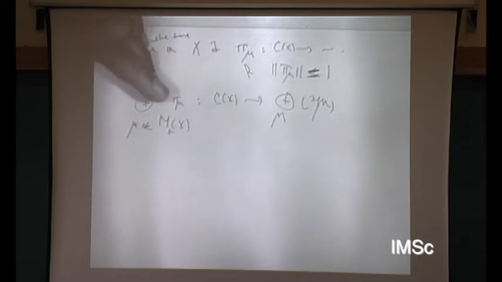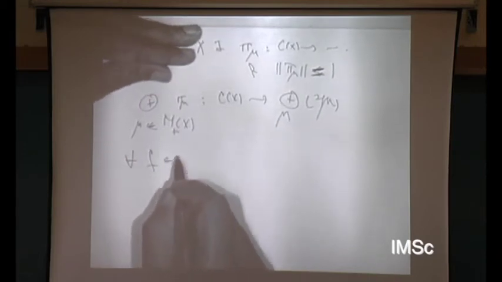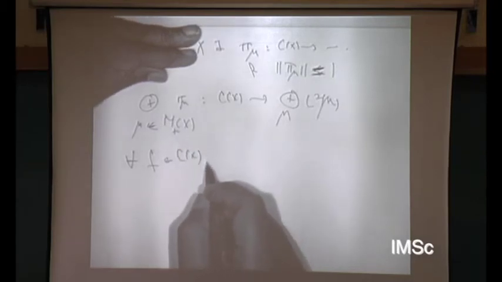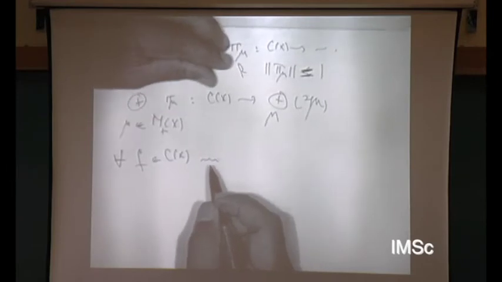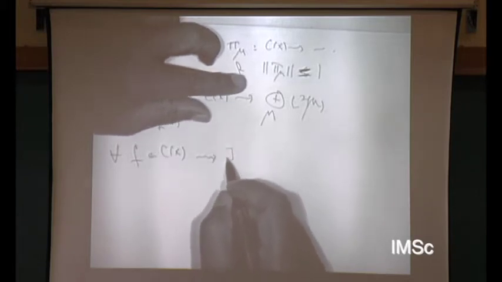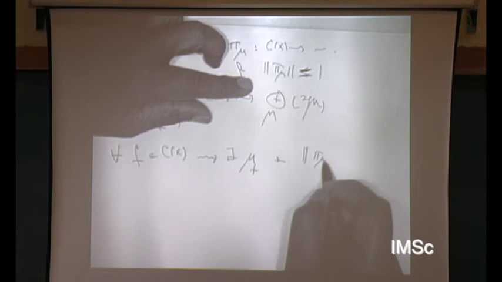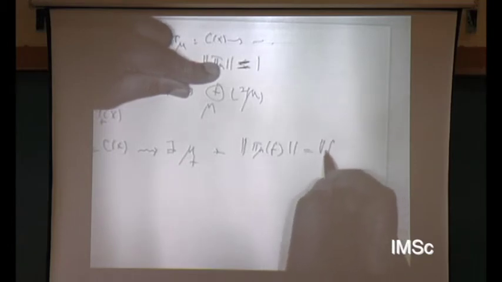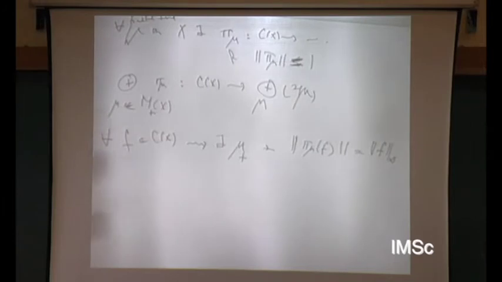So suppose you can do the following thing. For each f in Cx, essentially using the argument that I mouthed a little time ago, I can find a measure. Suppose you find one measure mu f such that the norm of pi mu f is equal to the sup norm of f. Suppose you could do this.